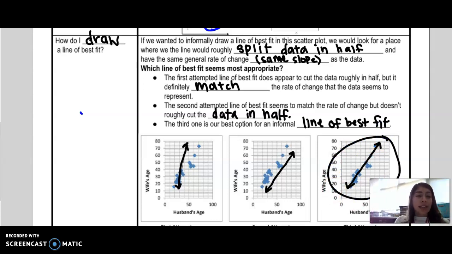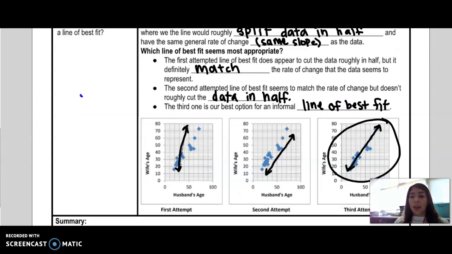Okay, and then that is the end of our notes. We have talked about scatter plots and what information we can get from scatter plots, as well as how to choose the best line for line of best fit.